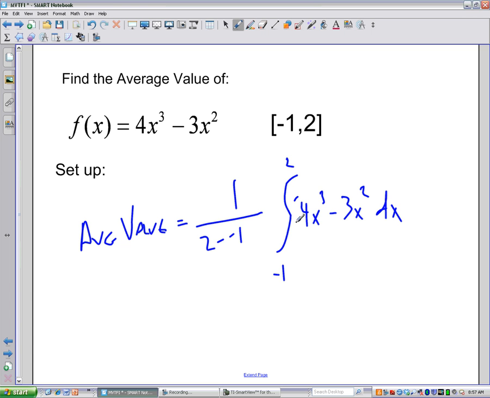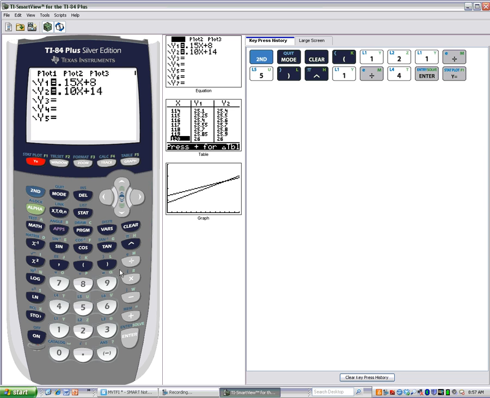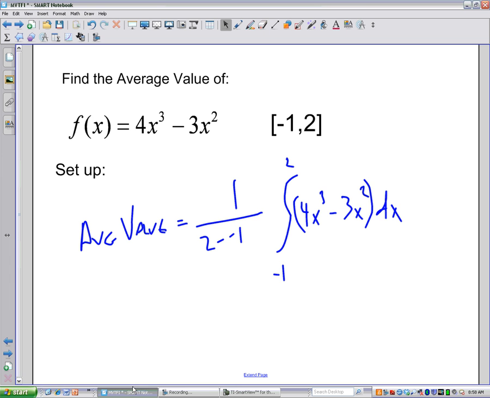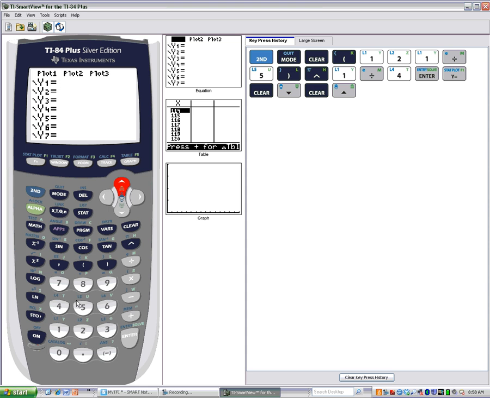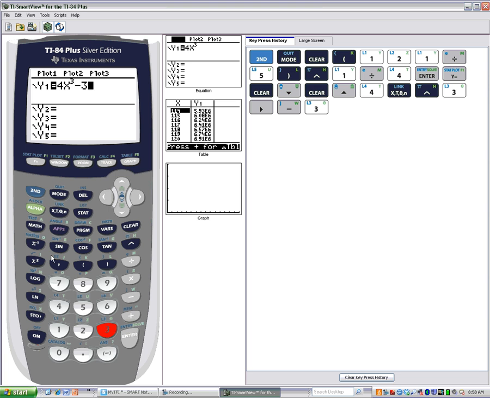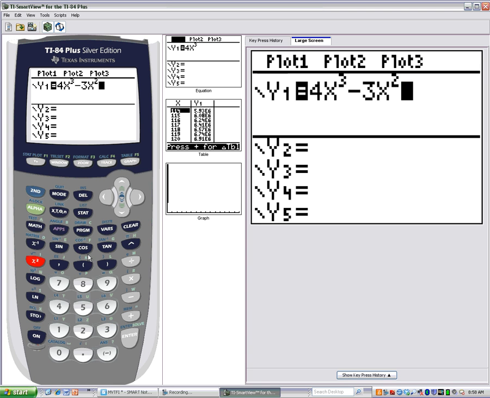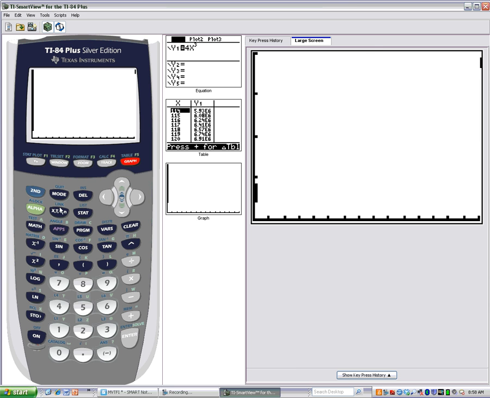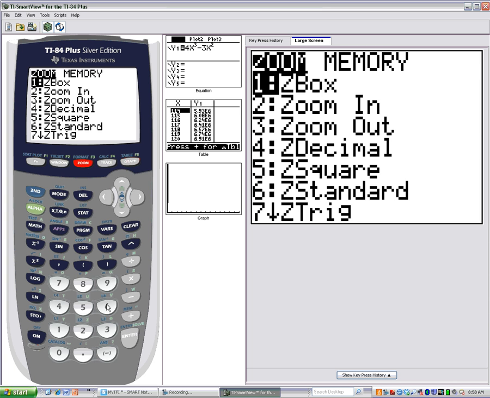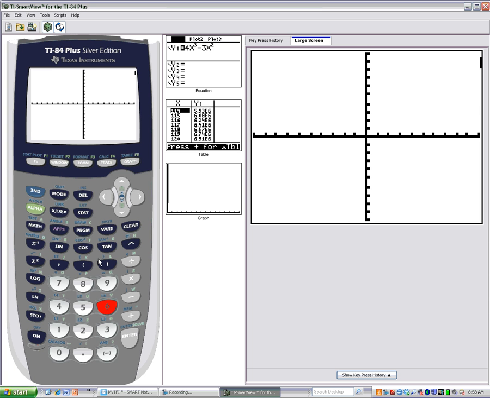We've written down what we want to do, and now here's the beauty. We go to the calculator. We clear out all this other nonsense, and we type in the equation we're looking at: 4x cubed minus 3x squared. I put that in there, I graph it, I go to zoom 6, and I graph again. It's sort of good.